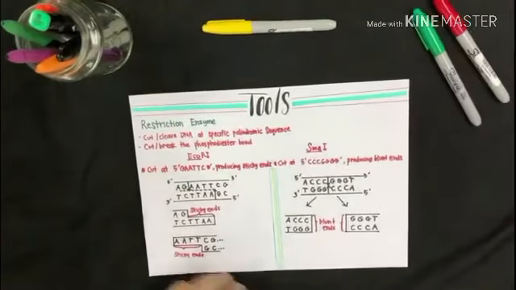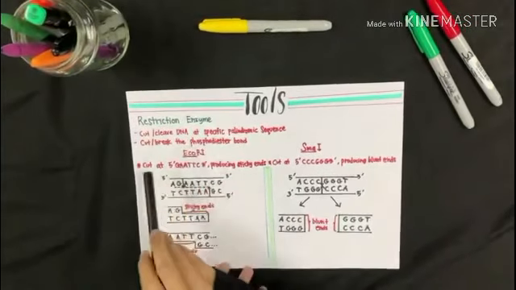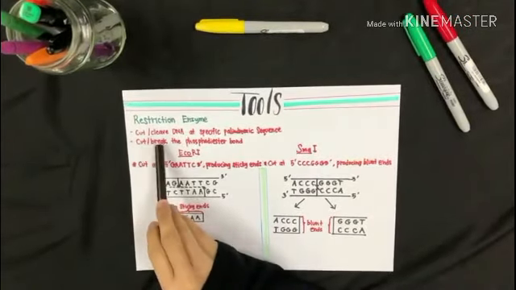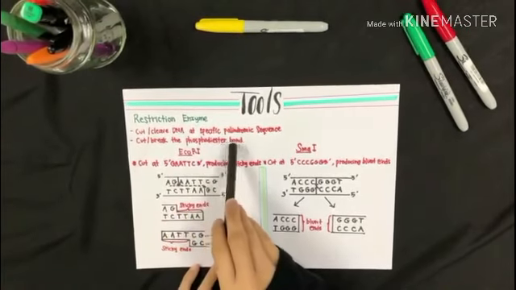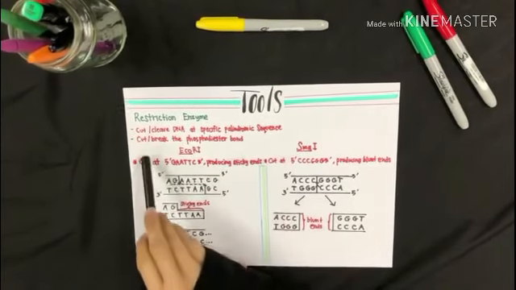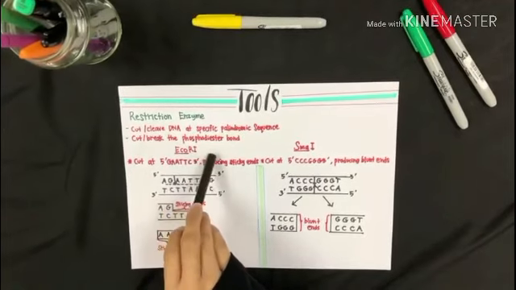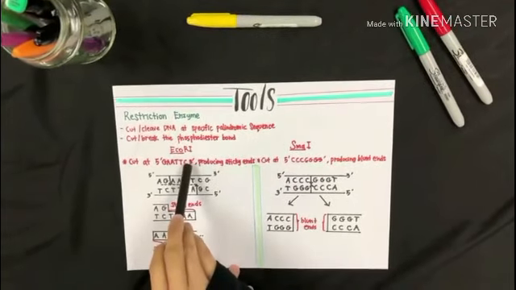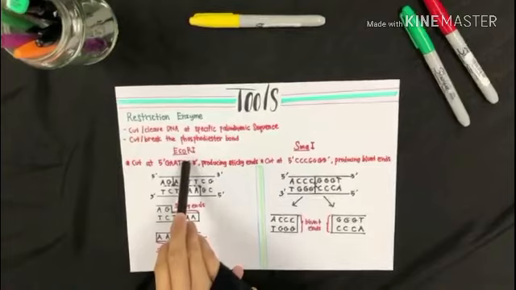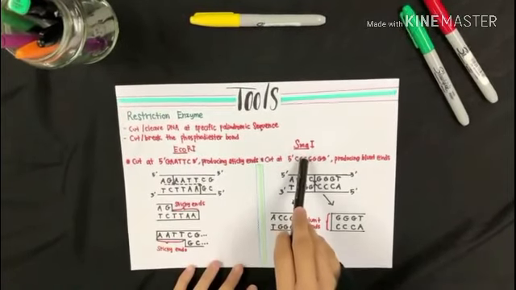Next, restriction enzyme. The restriction enzyme cuts or cleaves DNA at a specific palindromic sequence. It cuts or breaks the phosphodiester bond. There are two restriction enzymes, which are EcoR1 and SMA1.